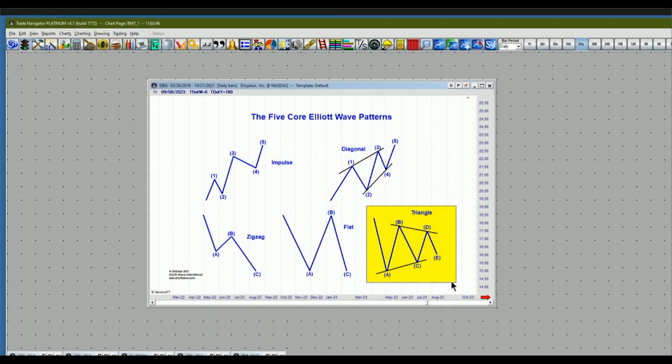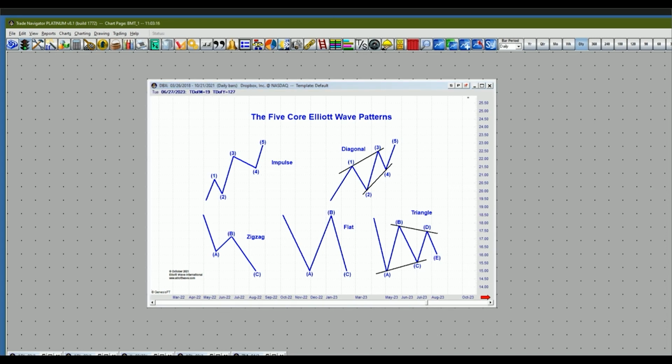I like this diagram because it illustrates the 5 core patterns. We have 2 types of motive waves: the impulse wave over here to the left, and the ending diagonal to the right. Those are our 2 types of motive wave formations. And then we have our corrective wave structures: the zigzag, the flat, and of course the triangle. Again, today we're going to be discussing the triangle. Okay, so let's dive into it.